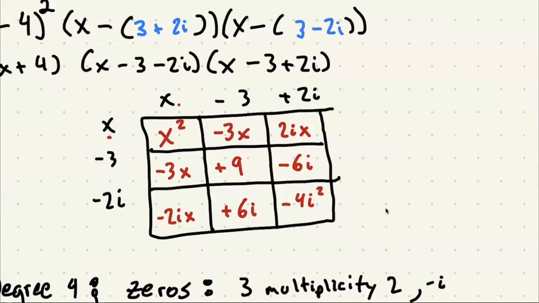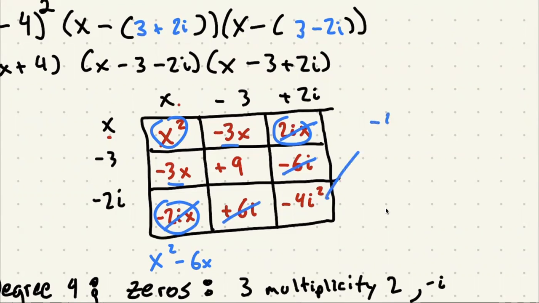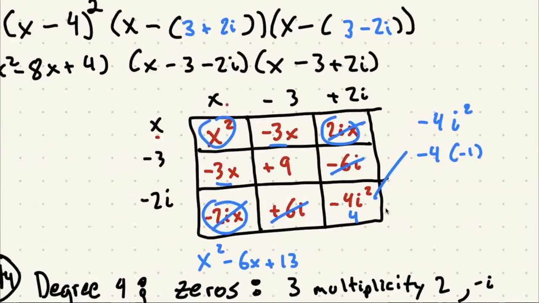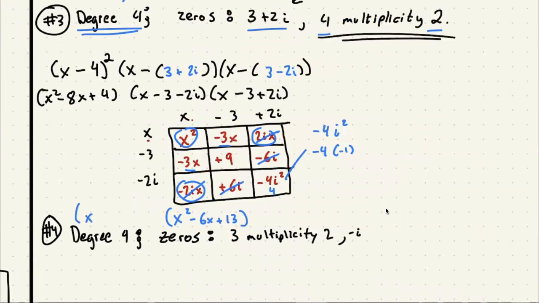All right. So x squared is going to be the first term, right? -3x minus 3x is -6x. -2i and +2i cancel each other out. 6i and -6i cancel each other out. -4i squared becomes -4 times, and then remember, i squared is -1. So -4 times -1 is +4. So 9 plus 4 will give us 13. Right, so so far we have x squared minus 6x plus 13.